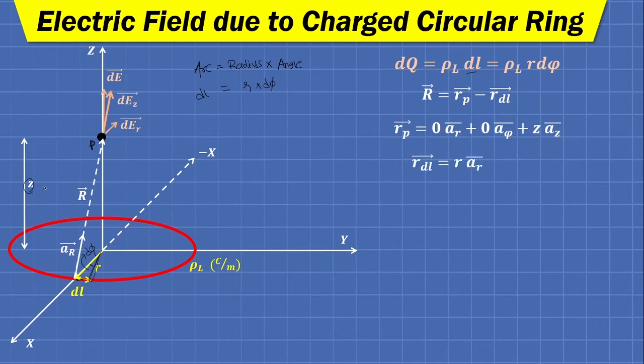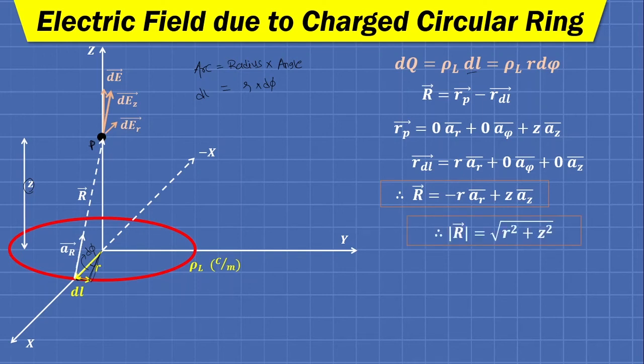Similarly, the position vector of dL can be written as R aR bar plus 0 a phi bar plus 0 aZ bar. As this dL lies on the x-axis, only the component in the direction of the radius will be non-zero, and the other two components will be 0. Doing so, we have the distance vector as minus R aR bar plus Z aZ bar, and the magnitude of the distance vector will be the square root of R squared plus Z squared.